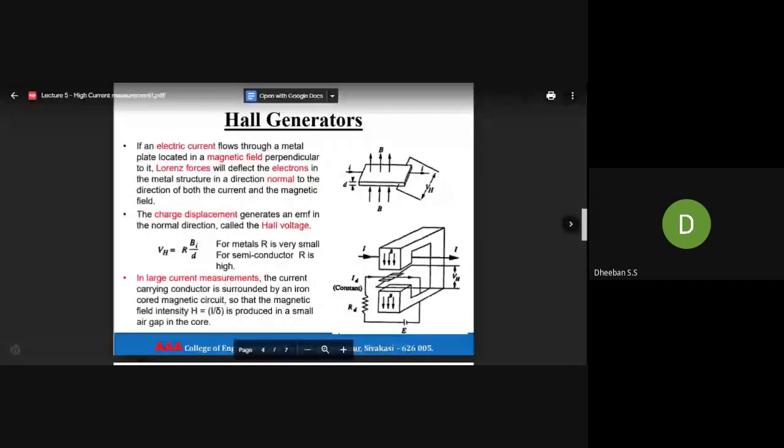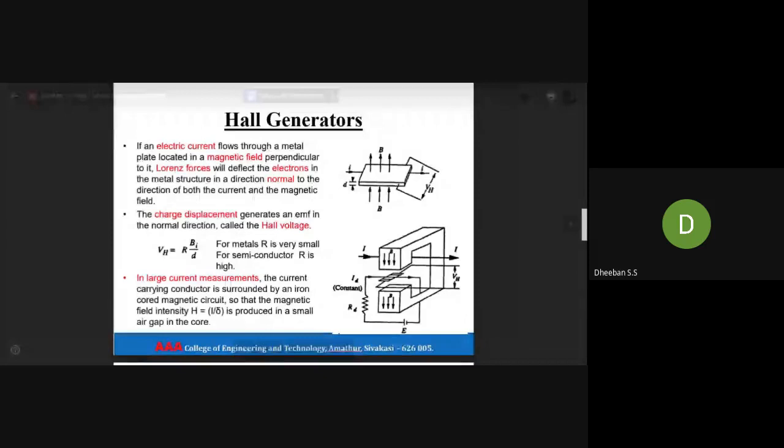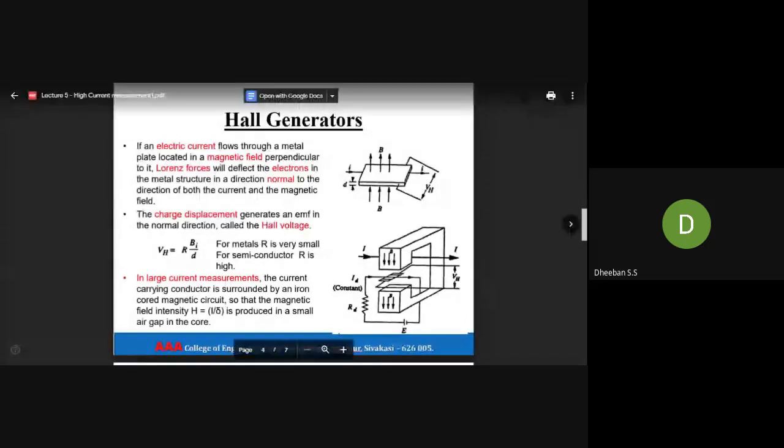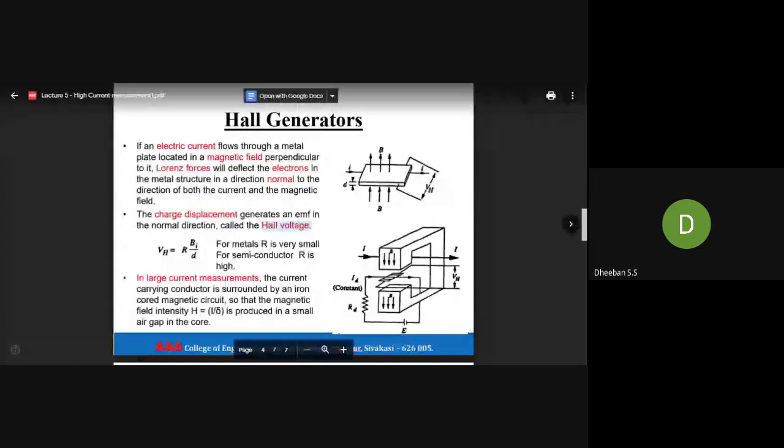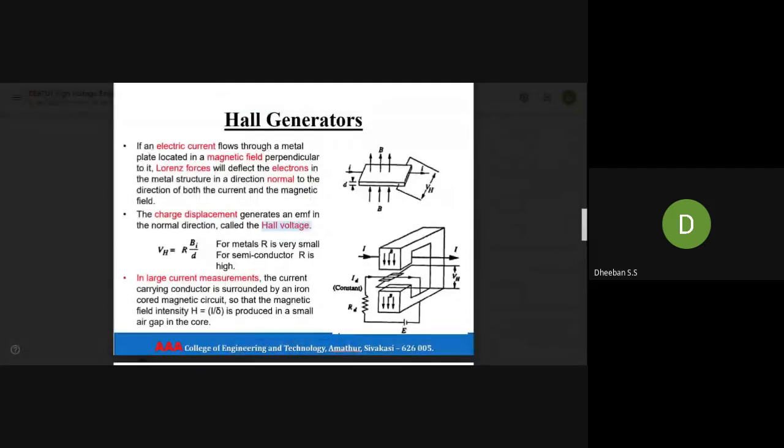Based upon this, the charge displacement occurs due to the Lorentz force. The electrons will be deflected perpendicular to both your current and your magnetic field, so there will be a charge displacement. This charge displacement is responsible for the generation of an EMF. This EMF is called the Hall voltage, represented by VH. This VH will be equal to R BI by D.